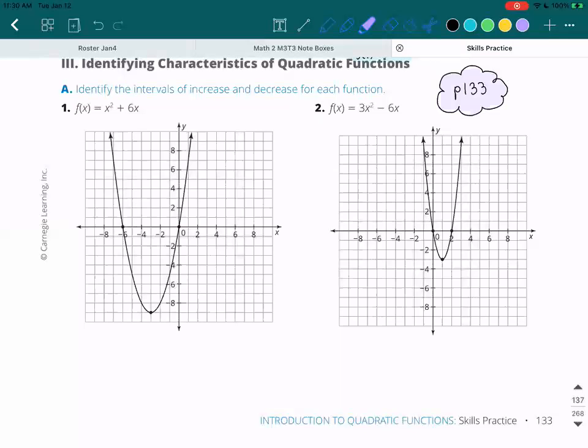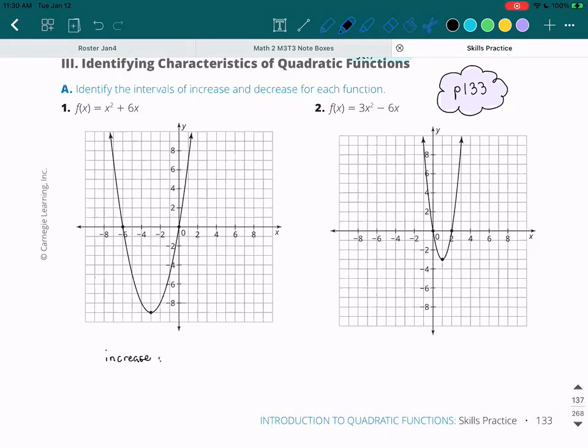1. Identify the intervals of increase and decrease for each function. We have the equation x squared plus 6x, and as you can see, they already graphed it for us, so we don't have to graph it on Desmos. It's already there. So if we want the intervals of increase, let's do increase first.